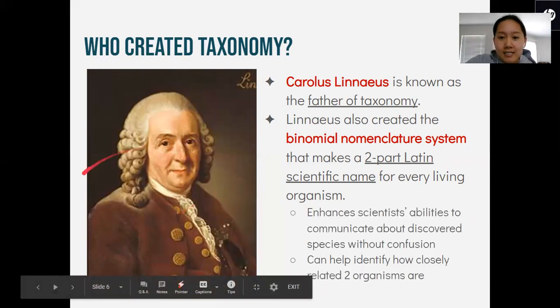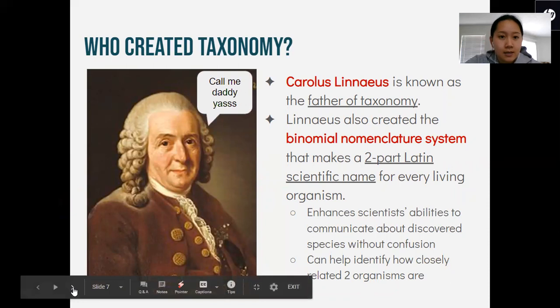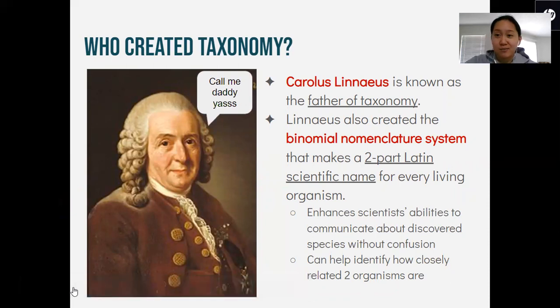Like I said, it enhances scientists' ability to communicate about discovered species without confusion, and it can help identify how closely related two organisms are, because if they share the same genus, they're already really, really closely related. And again, Carolus Linnaeus is the father of taxonomy, if that helps you remember.